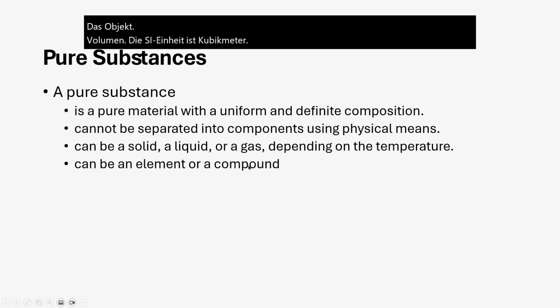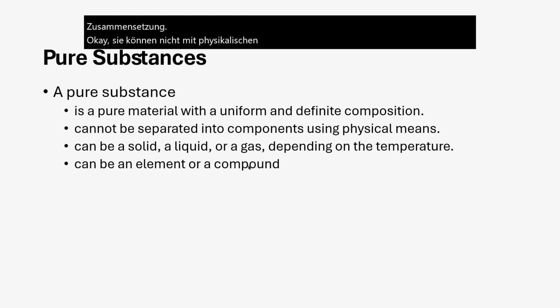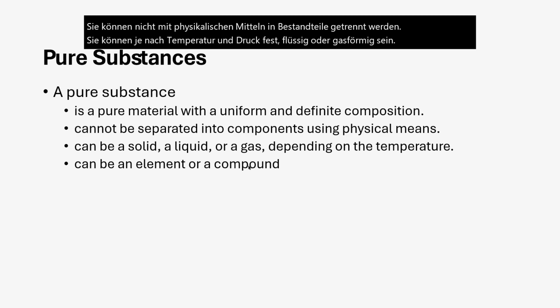A pure substance is defined as a material with uniform and definite composition. They cannot be separated into components using physical means. They can be a solid, liquid, or gas, depending on the temperature and pressure. And they are usually either an element or a compound.